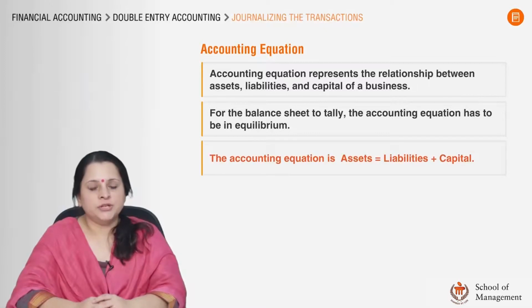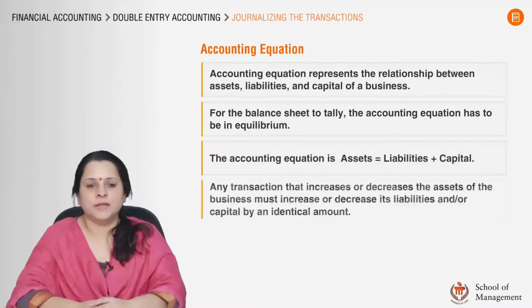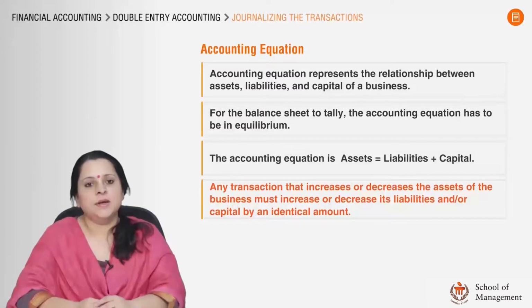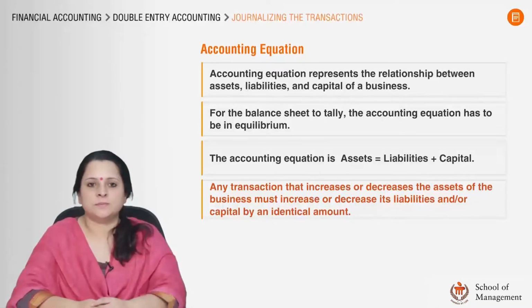The accounting equation is assets is equal to liabilities plus capital. Whenever a transaction is recorded in books, the impact of that transaction on the left and the right side of the equation should be equal. That is, any transaction that increases or decreases the assets of the business must increase or decrease its liabilities and/or capital by an identical amount.